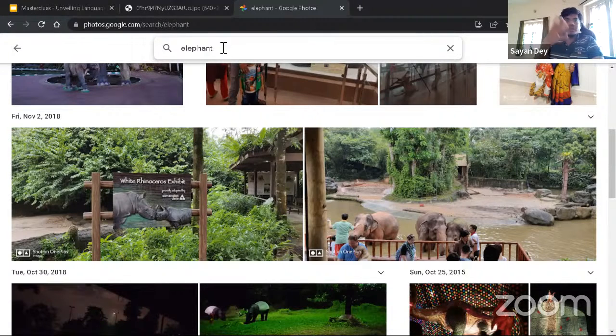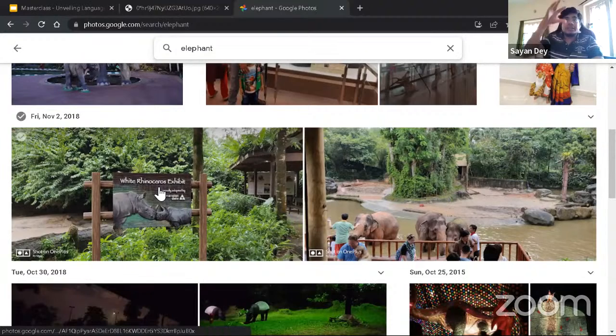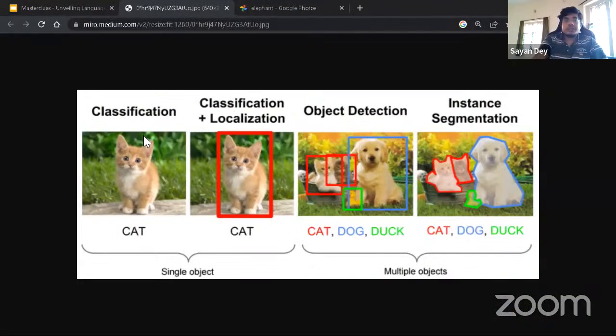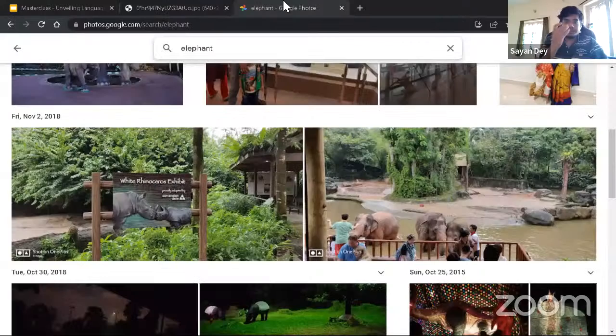So whenever I take a picture, what's happening is against each and every picture, Google is basically predicting, hey, do I see an elephant or do I not see an elephant? And if an elephant is visible, it will show that picture. If an elephant is not visible, it will not show that picture. So this is again a classification kind of problem that we are solving in computer vision, right? And is it always correct?